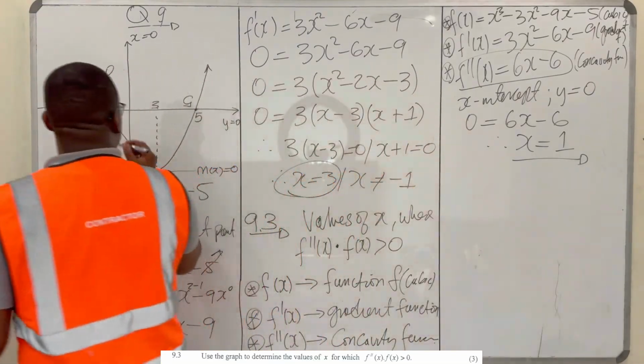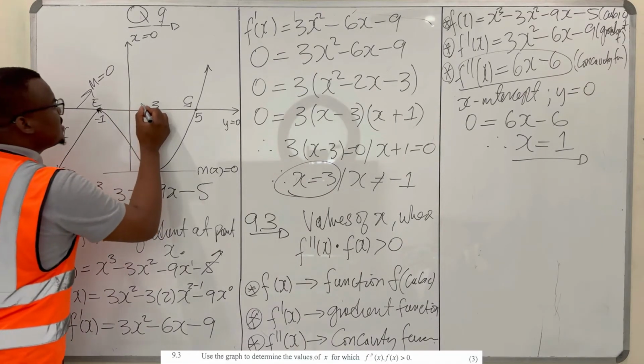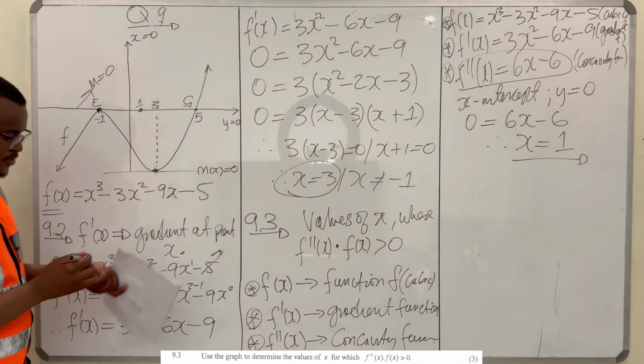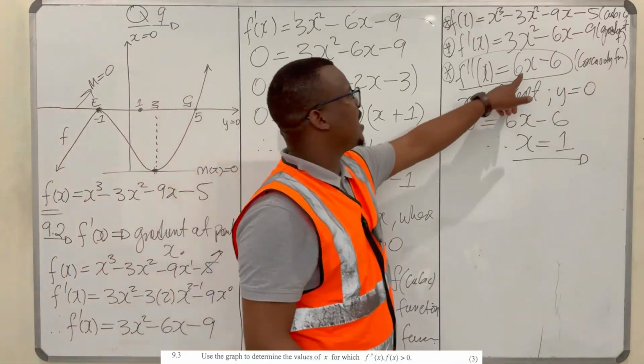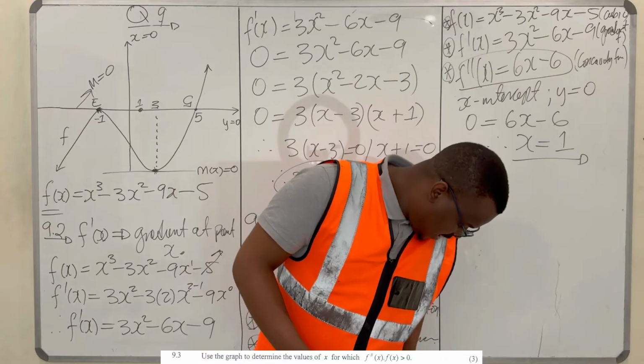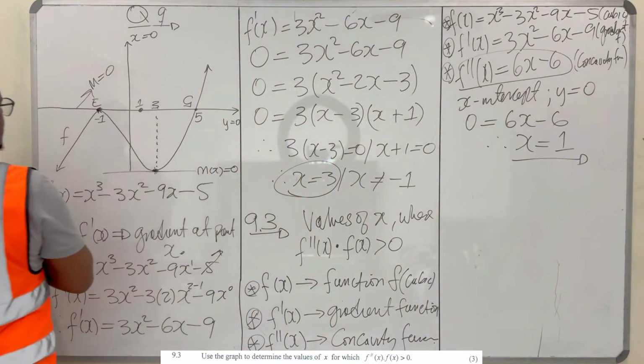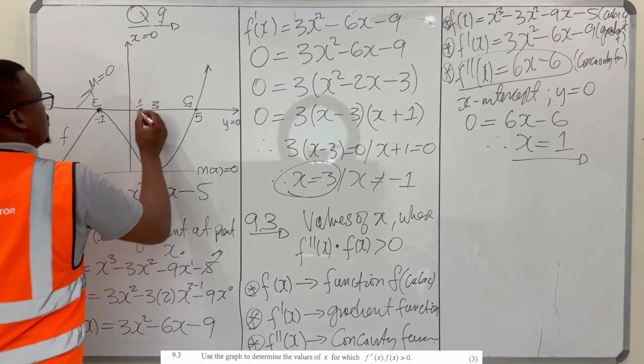So where is x equal to 1? X equal to 1 is somewhere here. Let's say this is 1 here. So you have a straight line that has a positive gradient and it's crossing at x equal to 1. So we plot that straight line. Here it is. It looks like this.